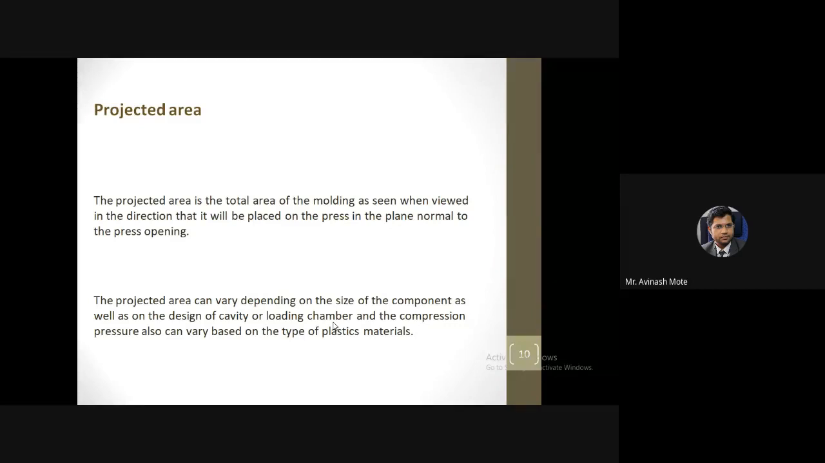Projected area. I told you the meaning of the projected area. It is the effective area over which we are going to apply the pressure. Getting it? Effective area means what? There are going to be some cavities, some openings in the product, so there we are not going to apply the pressure. Where solid material is accumulated, there only we are going to apply the pressure.